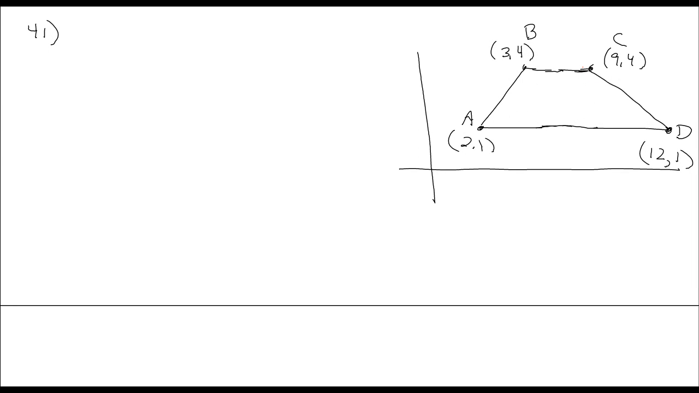Number 41 wants me to create two new trapezoids by drawing in a vertical line somewhere so that the two new trapezoids have the same area. So I'm going to draw this line in red. And since I don't know where exactly to put it, I don't know what the x value is.